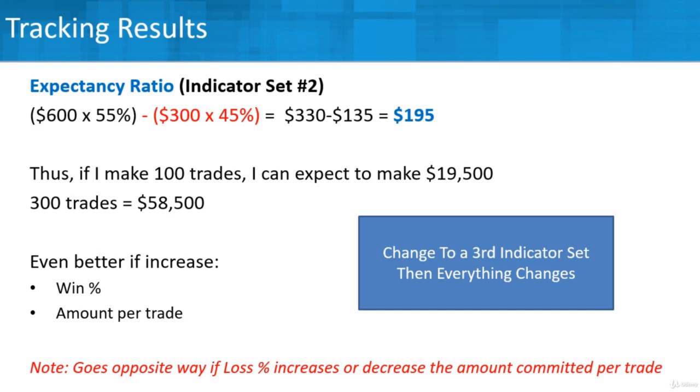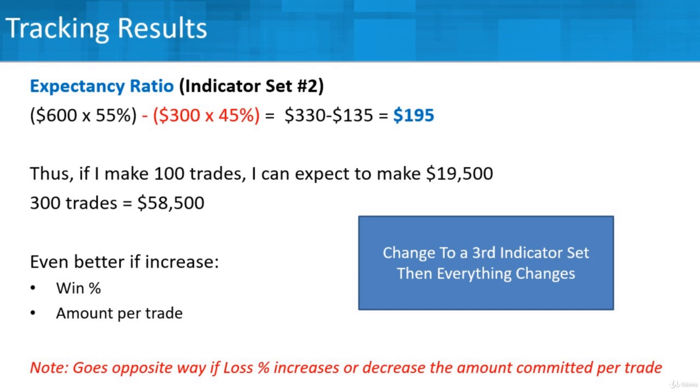Now, you can make that number even better, of course. I mean, if you increase your win percentage, right, and you're winning more trades, or the amount per trade that you're putting in, especially on those winning trades, is higher, you can increase those amounts. Note, it goes the opposite way. If your loss percentage increases, or you decrease the amount committed per trade, then it's all mathematical at this point as far as your expectancy ratio.